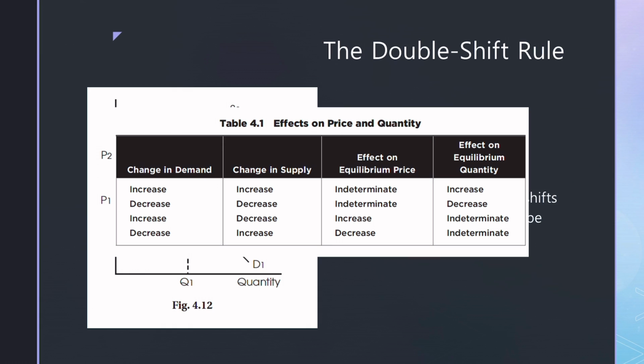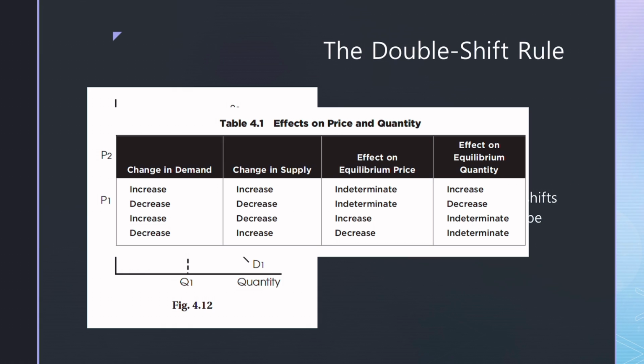So we have change in demand, change in supply, then the effect on equilibrium price and quantity. If demand and supply both increase, then the equilibrium quantity will increase, but the equilibrium price will remain indeterminate. If both decrease, then the equilibrium quantity will also decrease, while the price will be indeterminate.